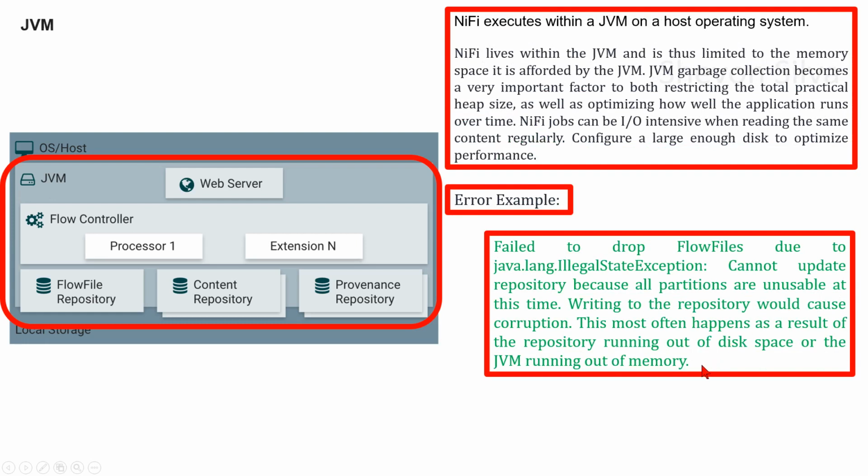As an error example, we can consider this: failed to drop FlowFiles due to java.lang.IllegalStateException: Cannot update repository because all partitions are unstable. Partitions are unusable at this time. Writing to the repository would cause corruption. This most often happens as a result of the repository running out of disk space or the JVM running out of memory.